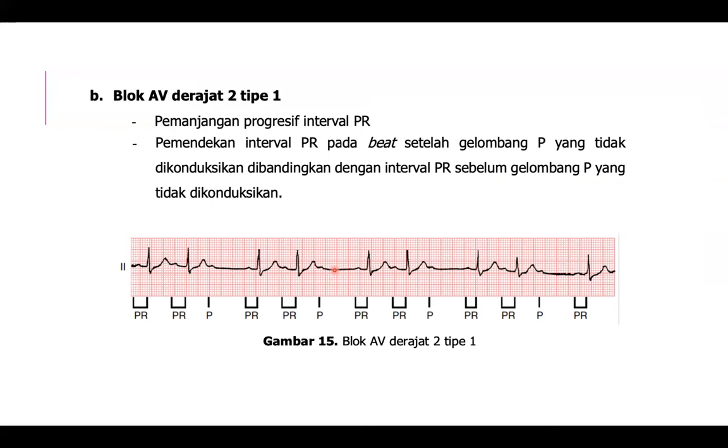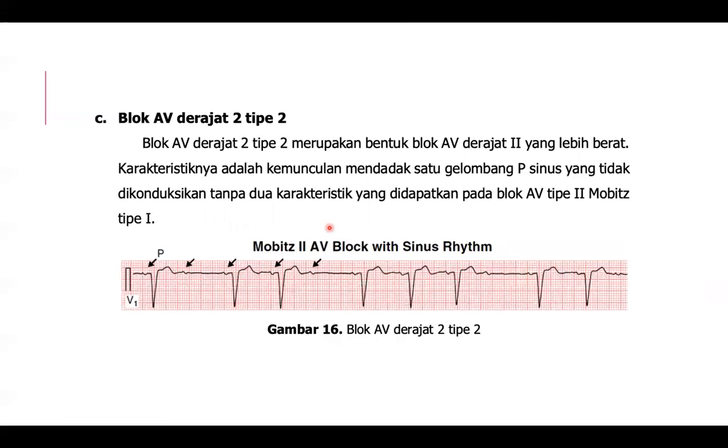So if we evidence a progressive prolongation of the PR interval followed by a dropped beat, this will be called a Wenckebach type or Mobitz type 1, or second degree AV block type 1. Then it is the second degree AV block type 2, or we call it Mobitz 2. There is no such prolongation of the PR interval, but there is a dropped beat here.